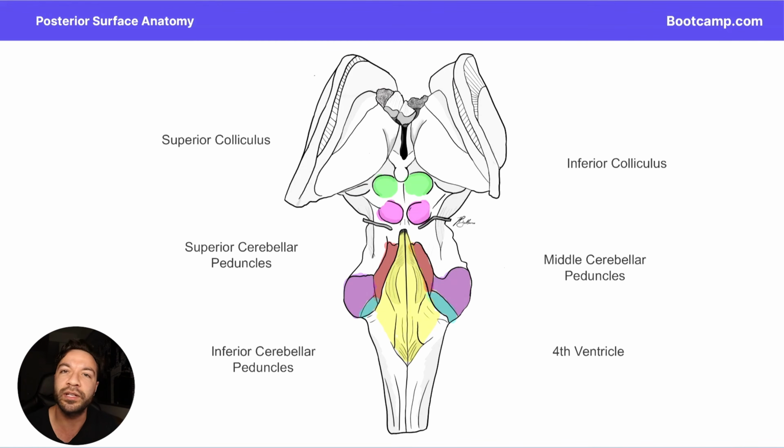So now we flip things around and we're taking a look at the posterior aspect of the brainstem, and we're going to be identifying some of those external or superficial structures. So first up, on the posterior or the dorsal aspect of the midbrain, it's going to be this region right here. So if we orient ourselves, again, these are going to be those thalamic bodies on either side.